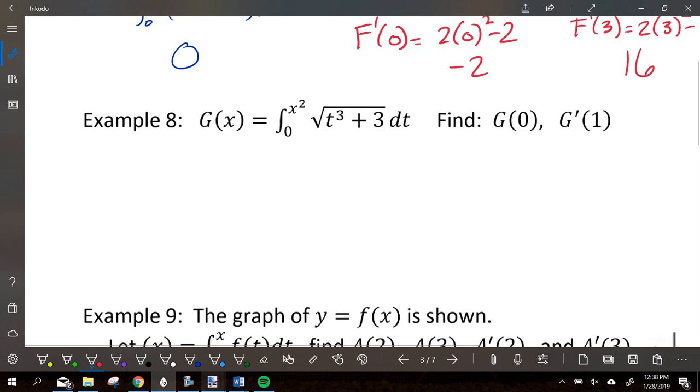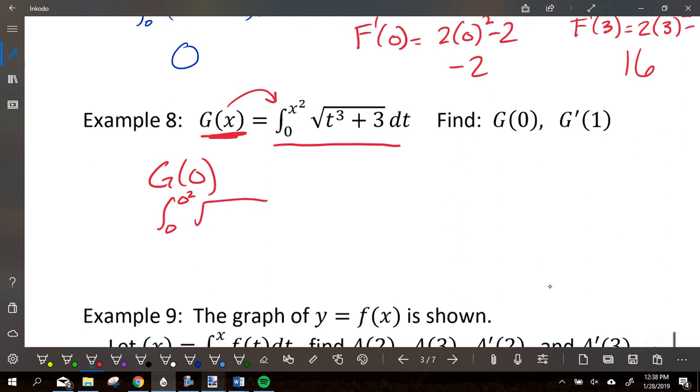The next question is the exact same thing. They tell you what G is. Capital G is equal to this integral. So they're asking you to find capital G of 0. That thing is super easy. To find capital G of 0, they told me what the G equation was. I'm going to evaluate that thing starting at 0 and going to 0 squared of square root of t cubed plus 3. What is the area under the curve starting at 0 and going to 0? 0. That's the first one.